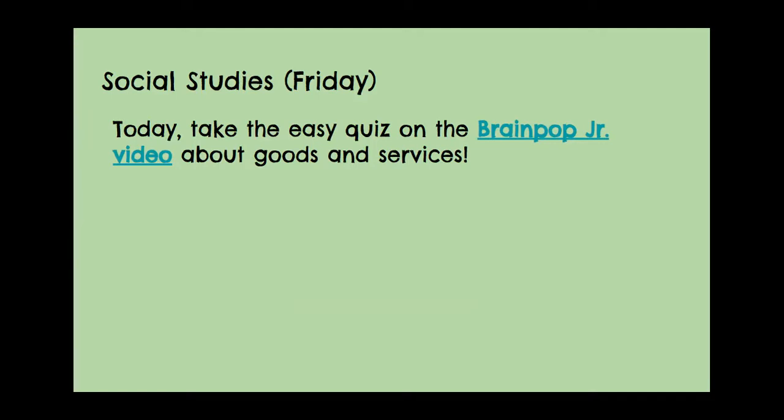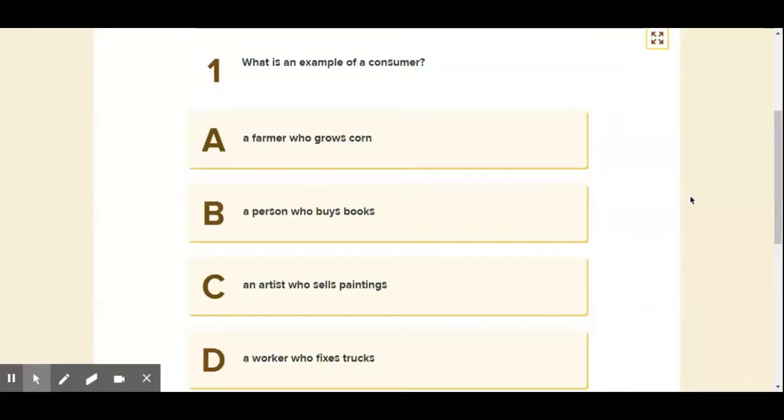Next, we are going to take a quiz on Brain Pop Junior to test how much we know about goods and services. Let's get started on our quiz. I'm going to read the questions to you. I will read the answer choices to you, and then I will give you a couple of seconds to decide which is the best answer to the question. Then I will go over the correct answer.